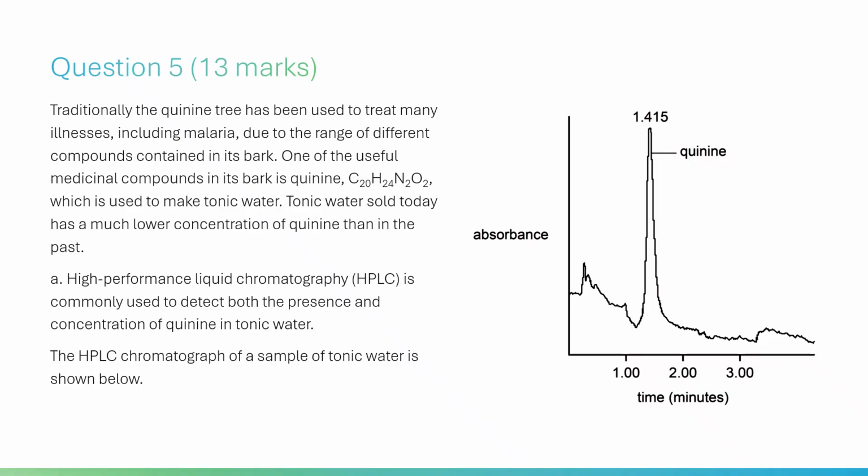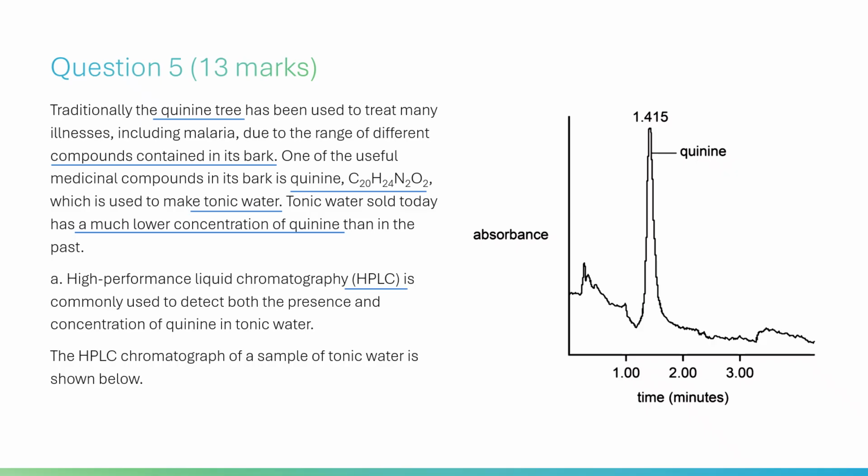Traditionally, the quinine tree has been used to treat many illnesses, including malaria, due to the range of different compounds contained in its bark. One of the useful medicinal compounds in its bark is quinine, which is used to make tonic water. Tonic water sold today has a much lower concentration of quinine than in the past.